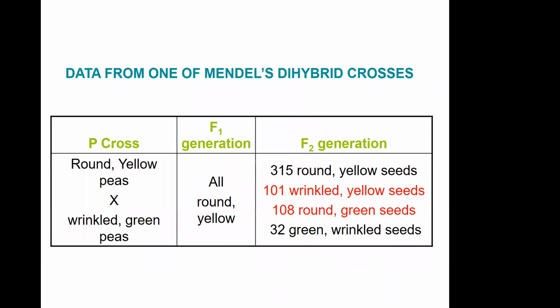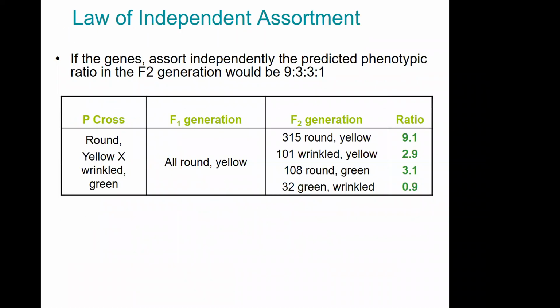Okay, here's his numbers. He did this experiment. This is actual data: 315 dominant for both, 32 recessive for both, but he saw about equal numbers that were hybrid. They had one of the dominant traits along with the other recessive trait, and that would not predict it, okay? And when he put the ratio formula to it, it comes out 9 double dominant to 3 hybrid to 3 hybrid to 1 double recessive.